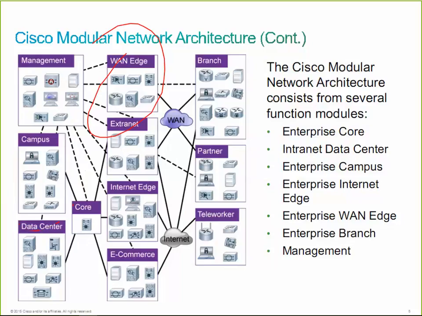So this particular module allows branches and remote offices to securely communicate over a private WAN, like an MPLS VPN, etc., back to the main office. The next one we see, let's talk about enterprise branch. Well, you guys know what that is, right? The branch provides connectivity for users or devices at remote locations.